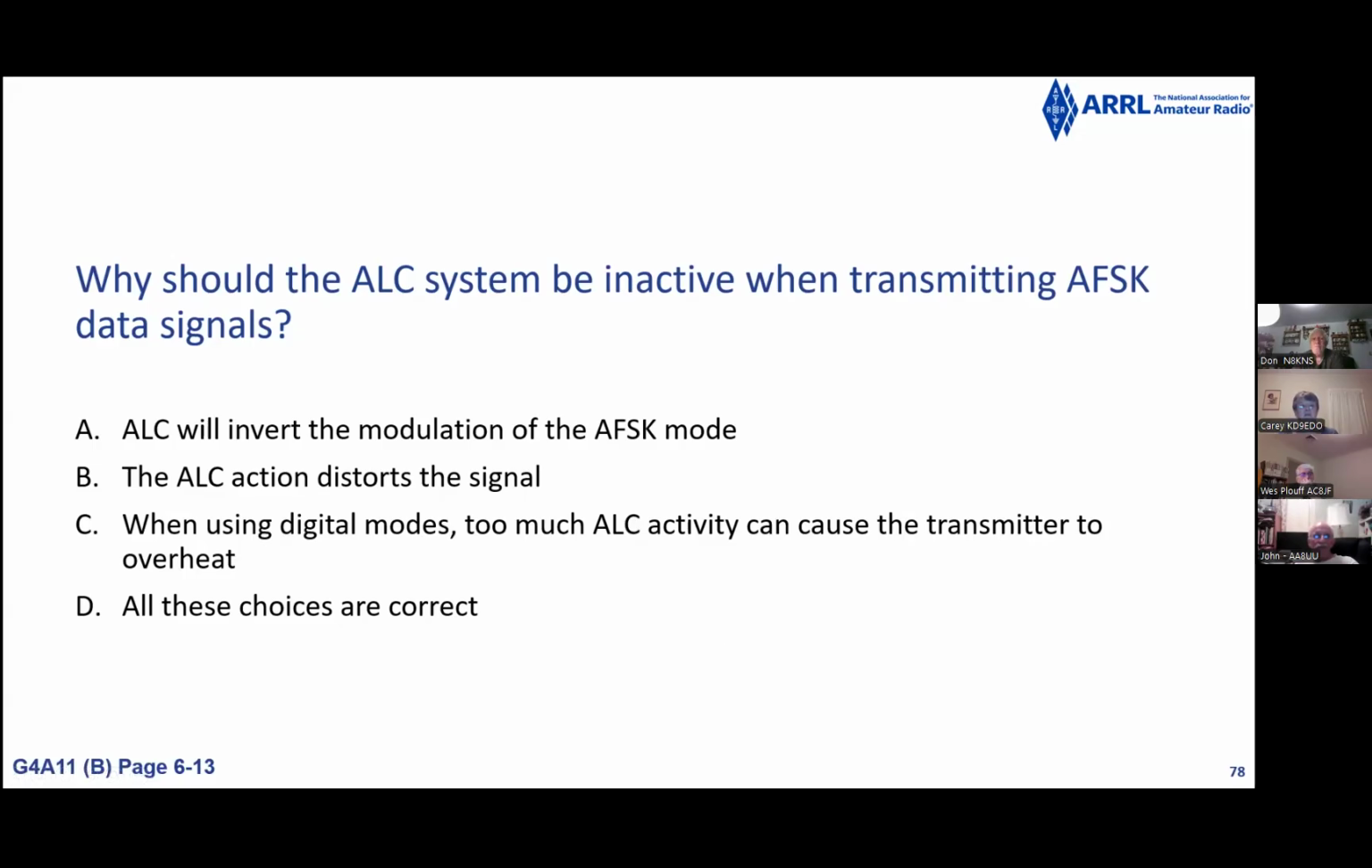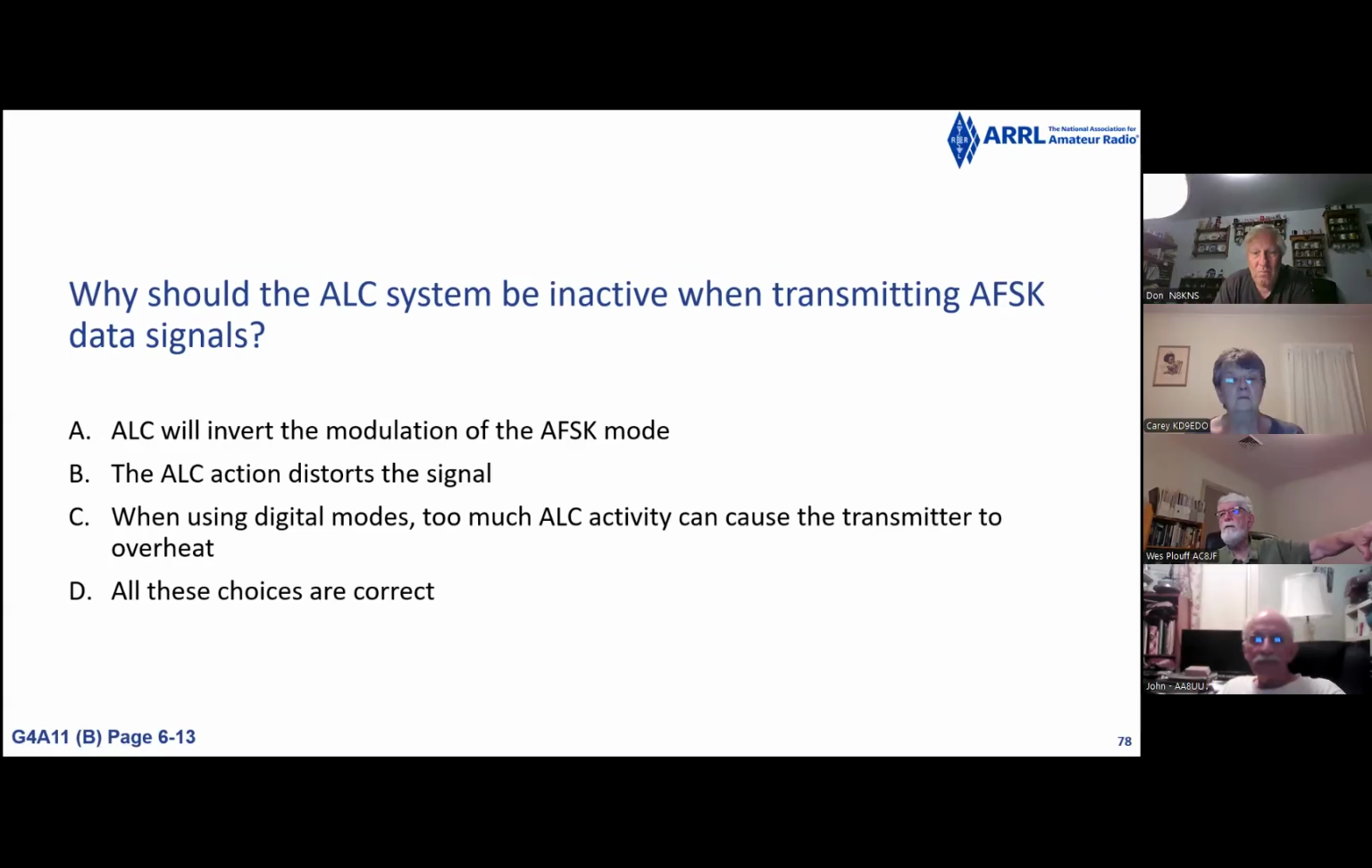So you want it either turned off or so it is not engaged or barely engaged. I don't think I can turn the ALC off on my radio, so when I'm using FT8, I set my transmit level to where the ALC meter needle doesn't move, or I can just barely perceive a little motion.